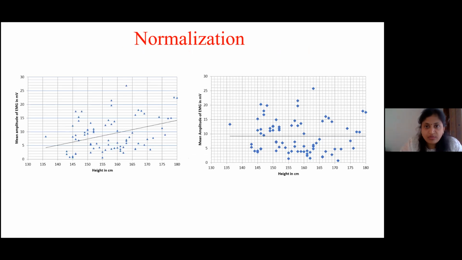After identifying the myopathic, neuropathic and healthy conditions, normalization of the muscle signal is also very important. If you see the normalization, this is the mean amplitude of the EMG signal, and this is a person's height in centimeters. As height increases, mean amplitude also increases. So with this normalization, the signal is normalized now. There is no dependence on the height. So this is a normalization.